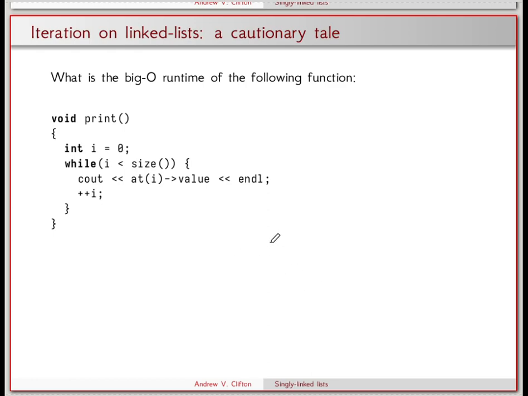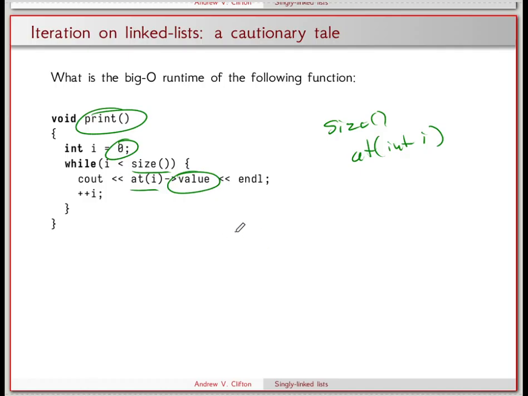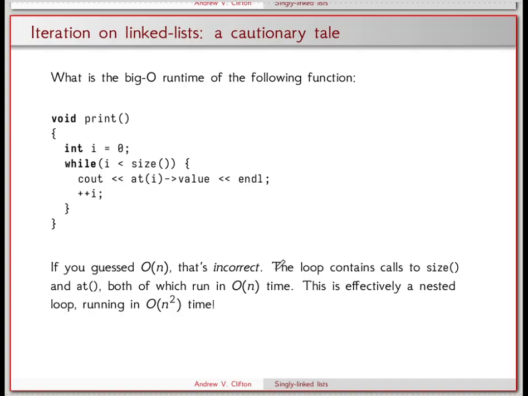Now, here's an easy mistake to make. Let's say that we want to write a function to print a linked list. We're going to take advantage of the fact that we already have a size function and we already have an at function that gives us the ith node. So we set i to 0, and we say i is less than size, and then we get the ith node and print out its value. So what is the big O runtime of this function? You might want to pause the video and think about it for a little bit. If you said O of n, that's not correct.